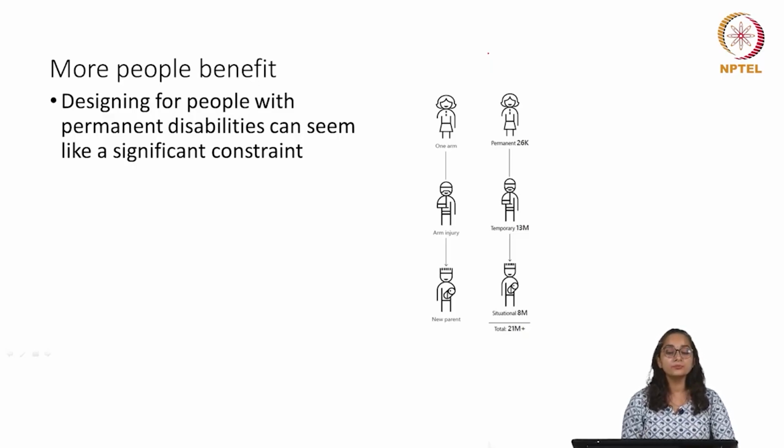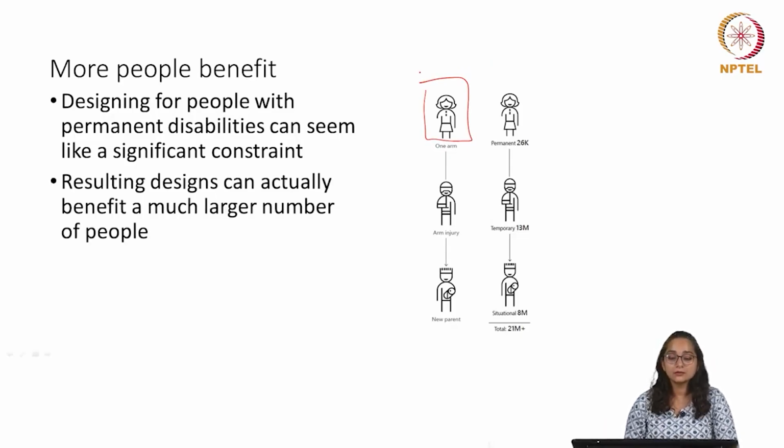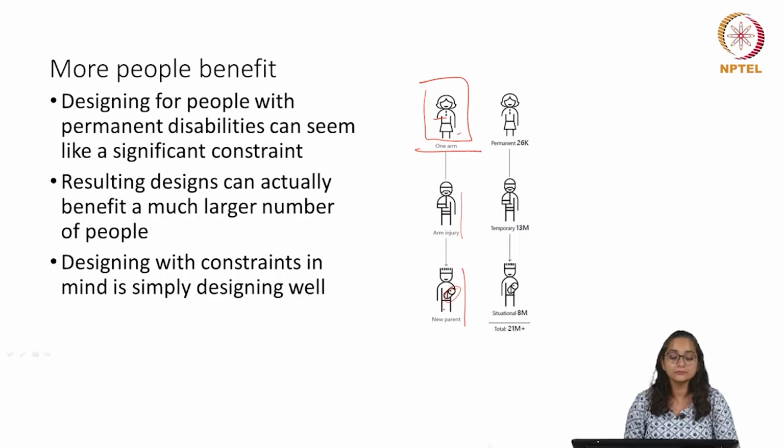So, designing for people with permanent disabilities by itself, if we just look at this part of the spectrum, may be a significant constraint, but the resulting design benefits many. For example, if we design something which can work for a one-arm user, which a person with only one hand can operate, it automatically benefits a person who has an arm injury or who is a new parent holding a kid in one hand, right?